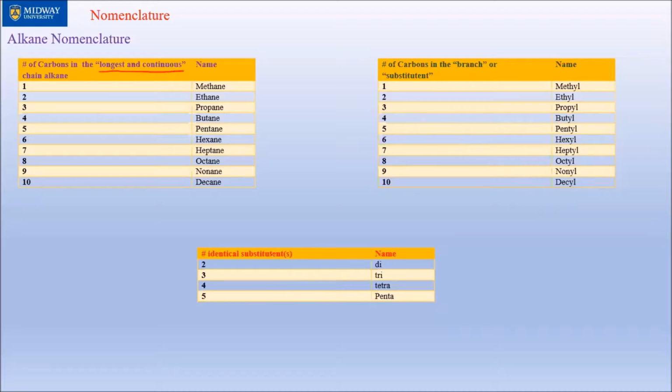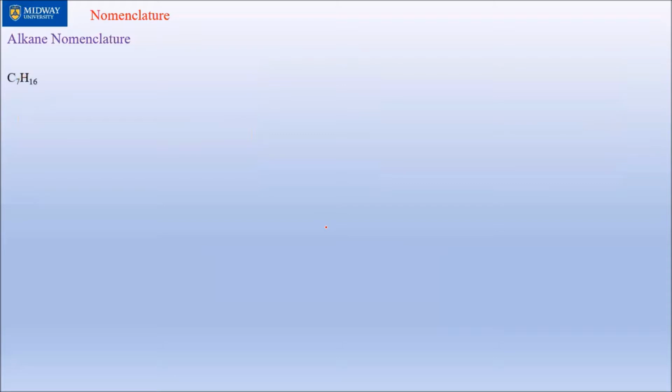Number of identical substituents. Again, this word identical is important. Sometimes you may have 2 methyl groups that are either on the same carbon or on a different carbon. Okay, if you have 2, that's di, 3 is tri. You only use it for identical. If you have 2 substituents that are different, then you don't use di. If you have the same substituent on 1 single carbon or 2 different carbons, then you use di, tri, tetra, and penta. Okay, so let's see this in action.